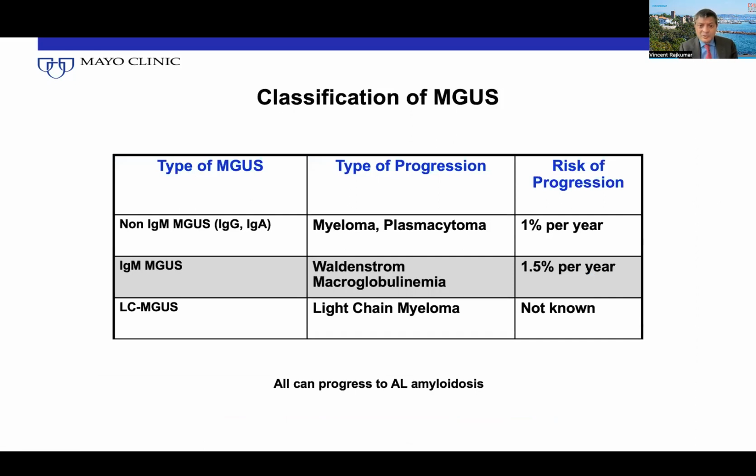Based on the type of MGUS, the type of progression will be different, and the risk of progression also will be different. There are basically 3 types of MGUS. One is the non-IgM MGUS, that will be IgG MGUS or IgA MGUS. The risk of progression is about 1% per year, and the type of progression is myeloma or plasmacytoma. On the other hand, IgM MGUS most of the time progresses to Waldenstrom's, not to myeloma, and the risk of progression is slightly higher. Then we have a third type now, which you can detect only by the free light chain assay. That's the light chain MGUS, and that progresses to light chain myeloma, and the rate of progression is not well known. Now, all of these types of MGUS can progress to amyloidosis, and that must be kept in mind.